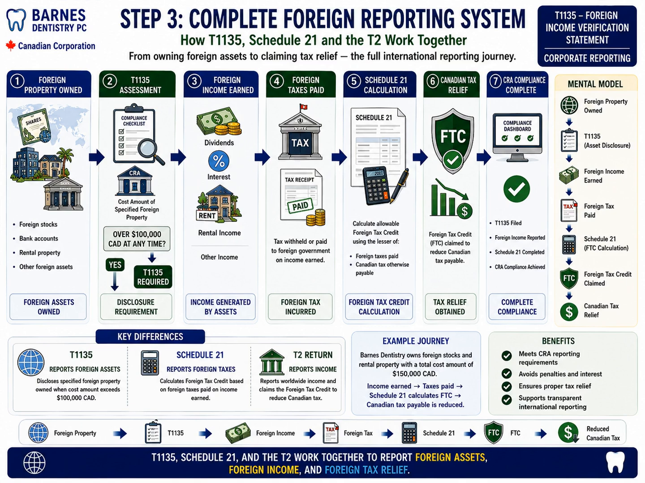The key takeaway from this slide is simple. International tax reporting involves more than just calculating tax. Foreign property ownership may create T1135 reporting requirements. Foreign income may generate foreign taxes. Schedule 21 provides foreign tax credits. And the T2 return ties everything together into one complete compliance framework. With this final diagram, you now have a complete roadmap of how foreign assets, foreign income, foreign taxes, and tax relief interact within the Canadian corporate tax system.